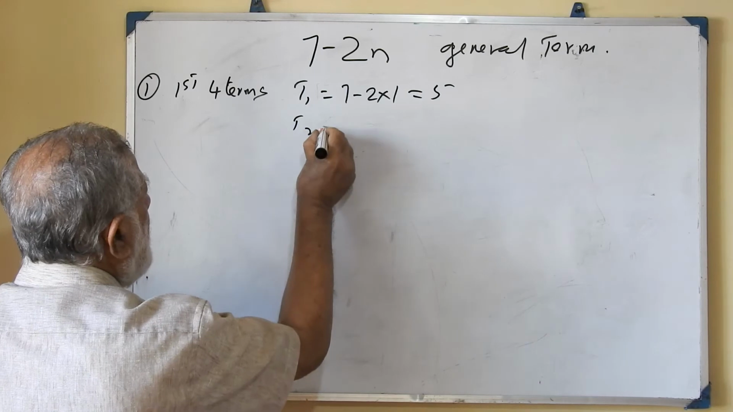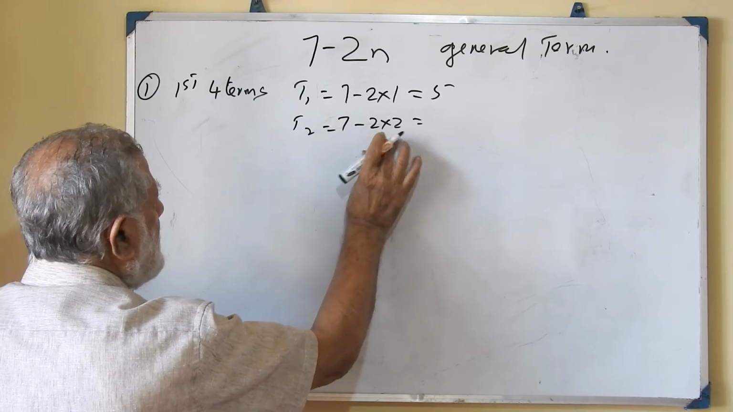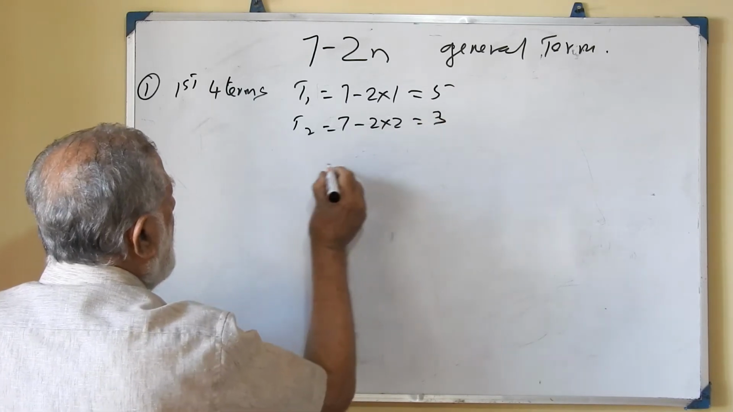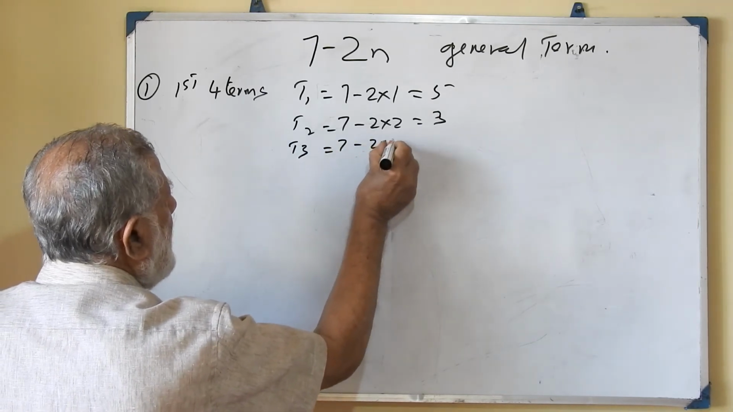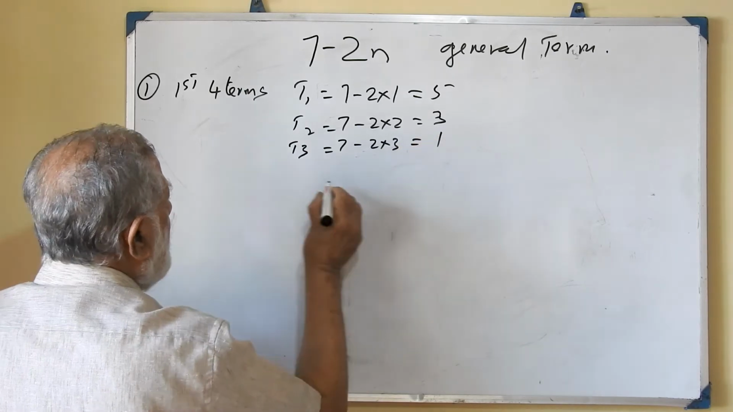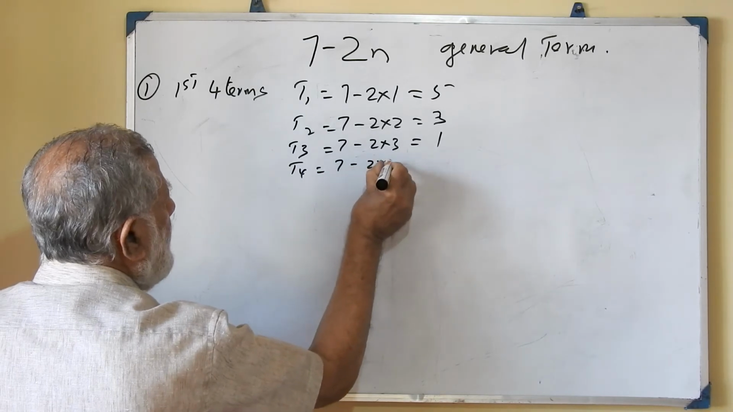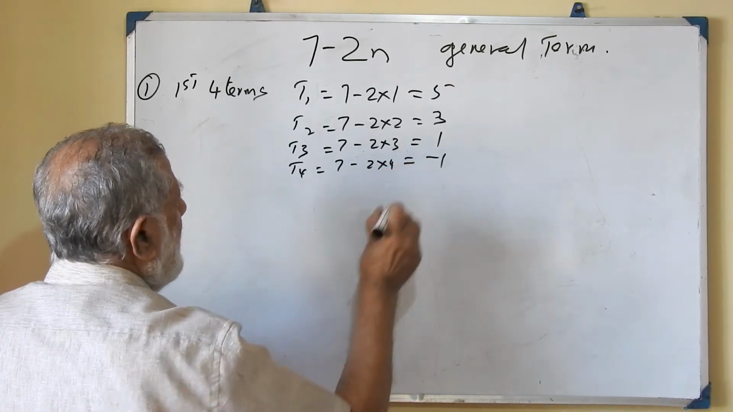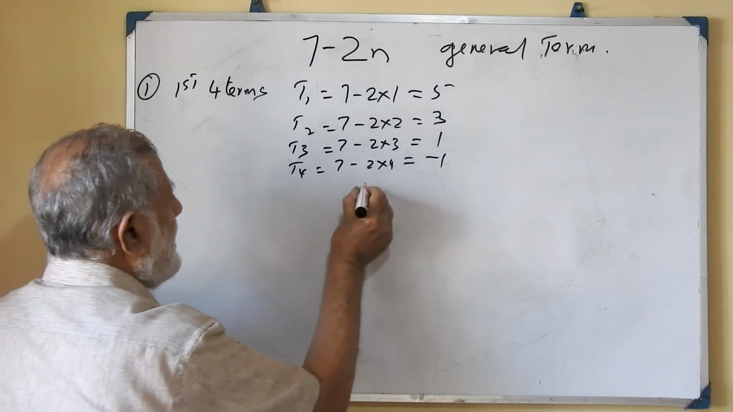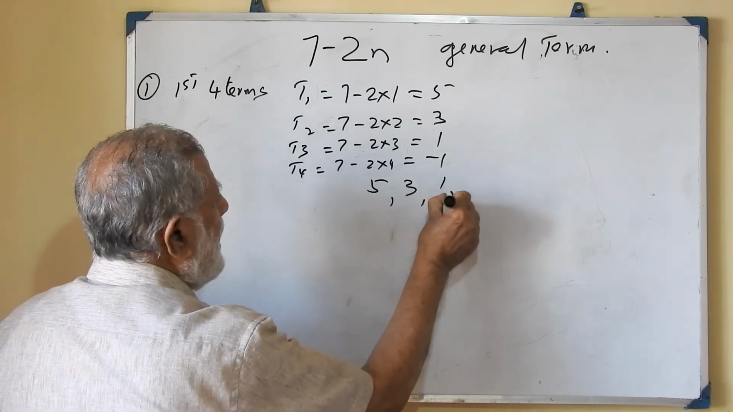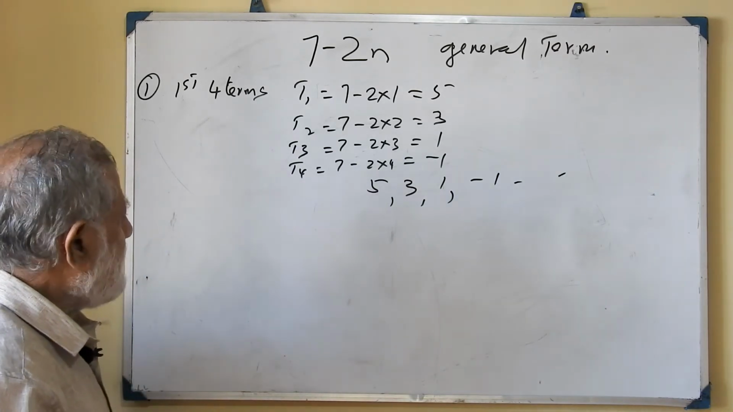Term 2 equals 7 minus 2 into 2. So BODMAS rule, 2 into 2 is 4. 7 minus 4 is 3. Term 3, 7 minus 2 into 3, 6. 7 minus 6 is 1. Term 4, 7 minus 2 into 4, 8. 7 minus 8 is minus 1. So the series is 5, 3, 1, minus 1, and so on it goes. So this is the number pattern. First four terms done.